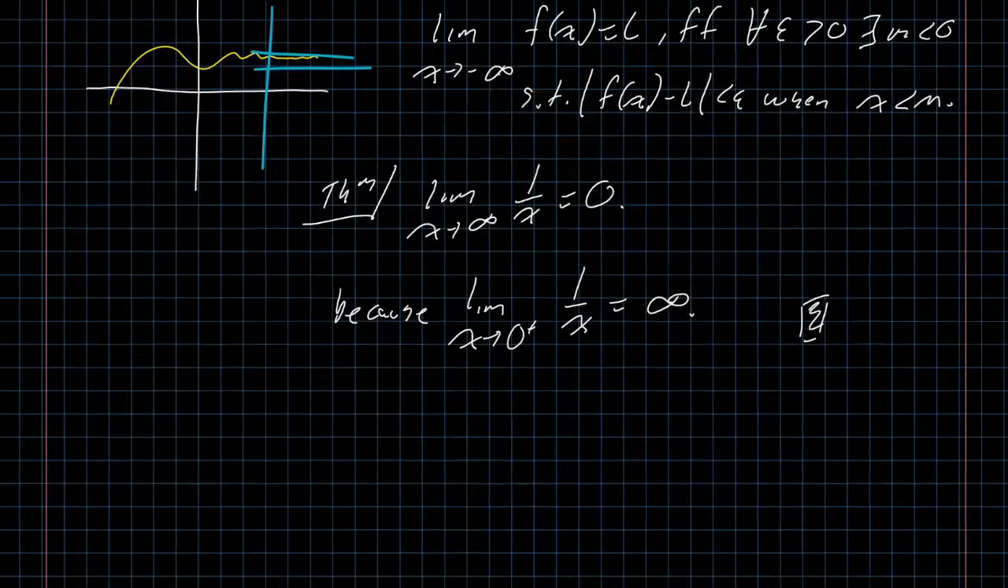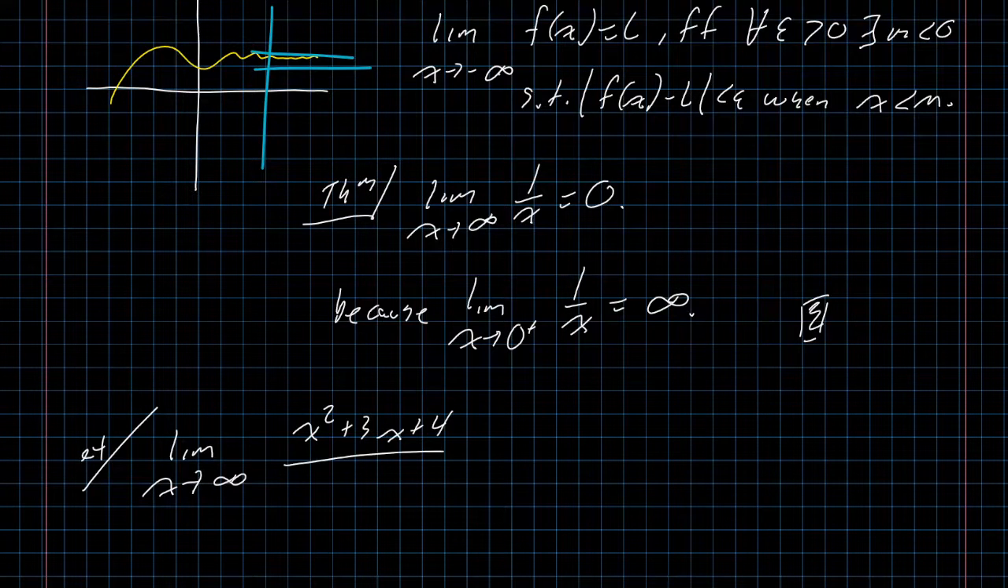I'm also going to assume, without even stating it or writing it down, that the limit as x approaches infinity behaves the same way as all the other limits, so we can go through and we can use all the same properties we've been using before. So for example, if I want to take the limit as x approaches infinity of x squared plus 3x plus 4 over x squared minus 2x plus 5.